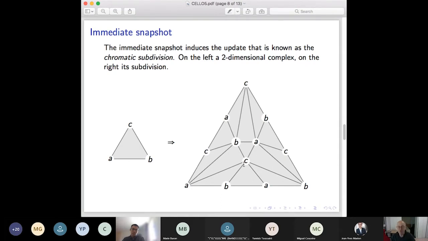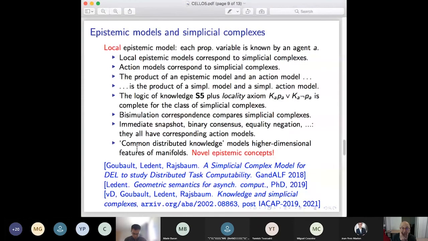So there is a way to interpret this also in terms of knowledge, which makes more sense if this is not just one triangle, but there are different triangles where we all do these subdivisions. And in the case of the immediate snapshot, it's actually not just a triangle, but the complete octahedron, and we do the subdivision of the octahedron. But this is much harder in TikZ. Okay, so what can you do?